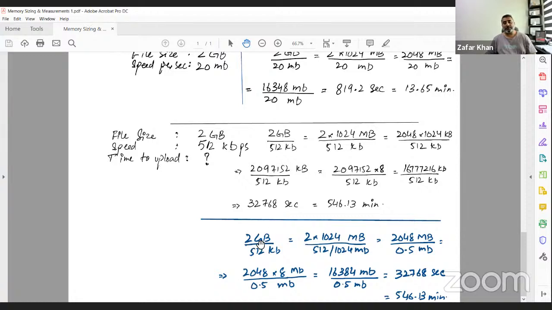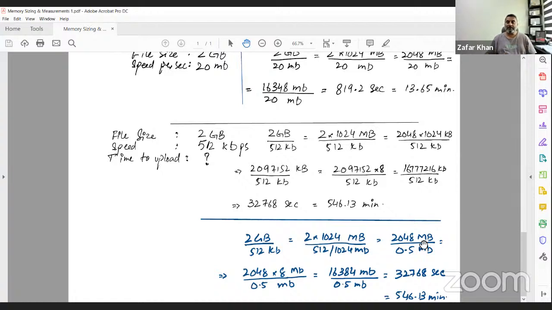So let's see. So 2 gigabytes and 512 KB. Let's bring this gigabyte to megabyte and this KB to MB. All right. So KB to MB means division and gigabytes to megabyte means multiplication. So we will multiply this 2 by 1024 and we will divide this 512 by 1024. In both of the cases, the result would be in mega. So this becomes 2048 megabytes and the speed will become 0.5 MB.